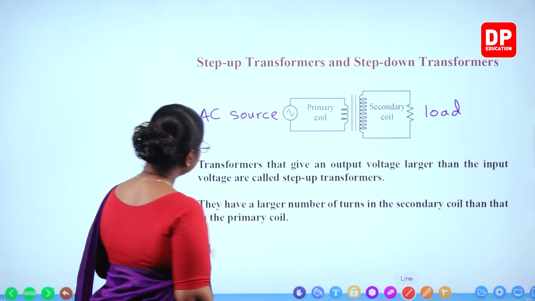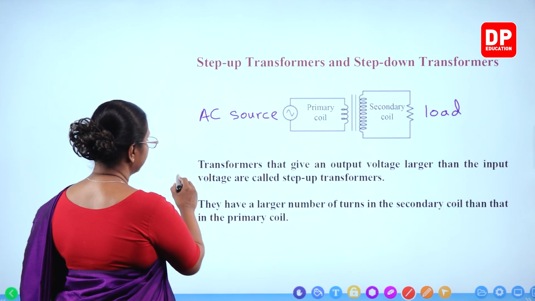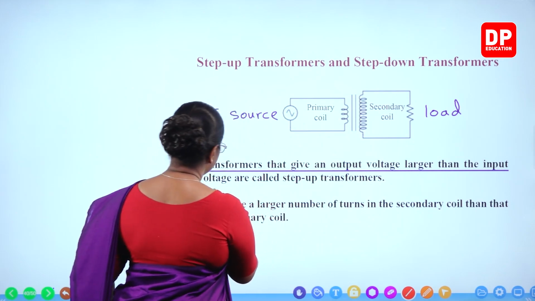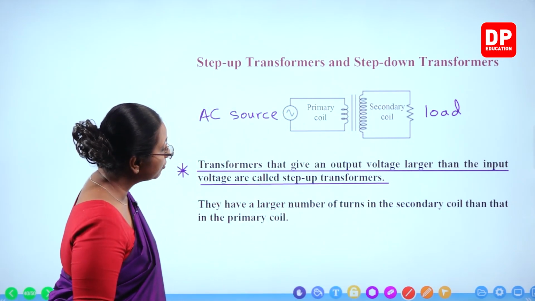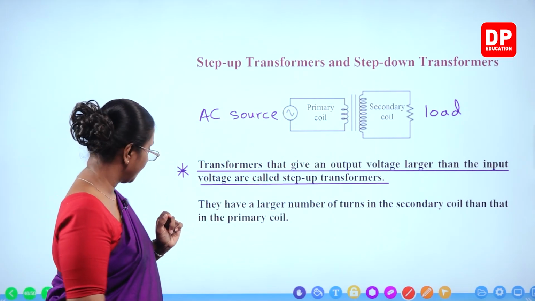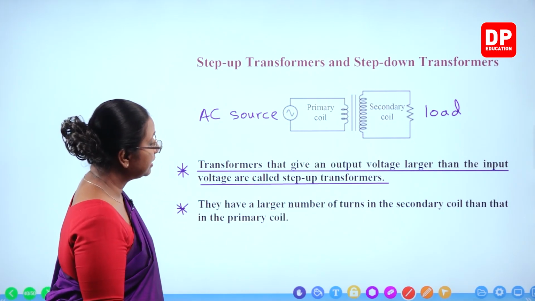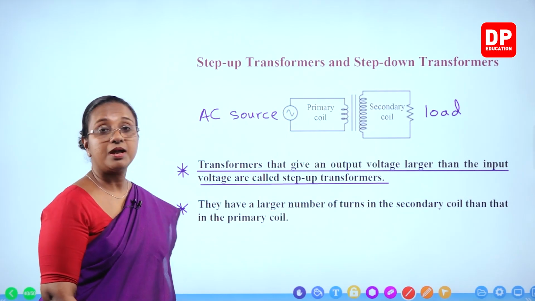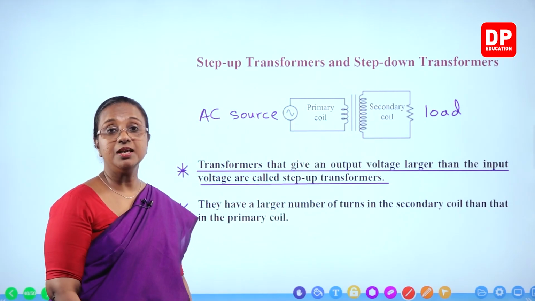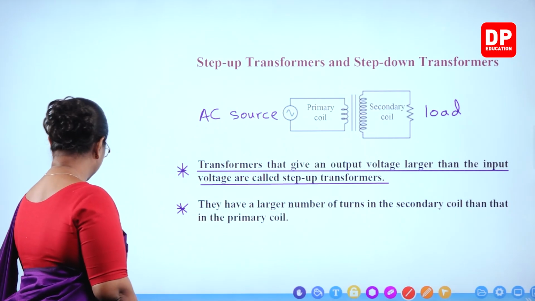Transformers that give an output voltage larger than the input voltage are called step-up transformers. They have a larger number of turns in the secondary coil than in the primary coil. They have more turns in the secondary coil than the primary coil. So you are familiar with this. Then I'll move on to the next one.